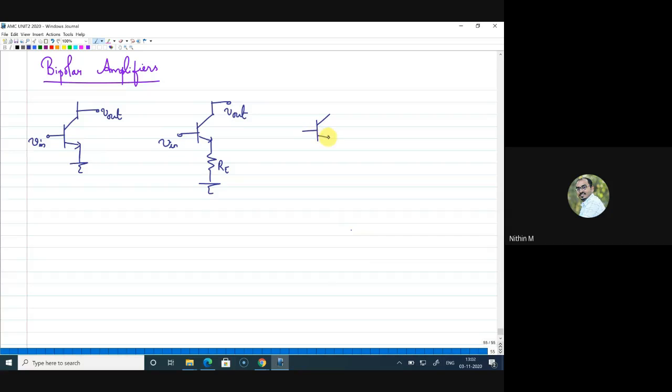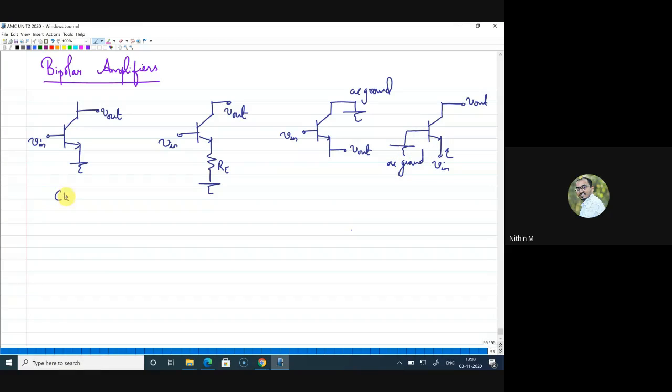Now, the third is you give input to base and take output from emitter, keeping collector as common. So when I say common, it is AC ground. That is the third case. And the final case is giving input to emitter and taking output from collector. Your base will be AC ground. Right. So based on this, we will name this as common emitter amplifier.